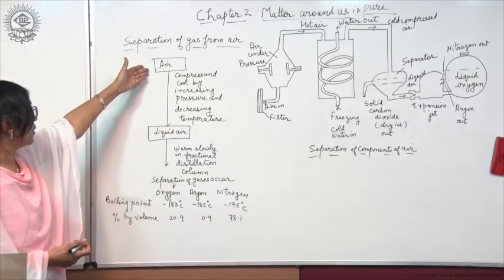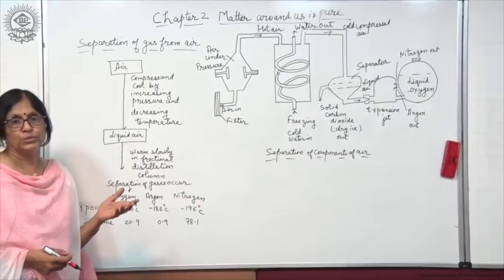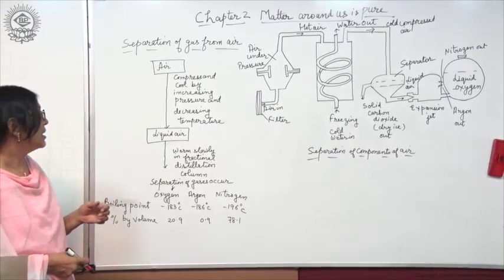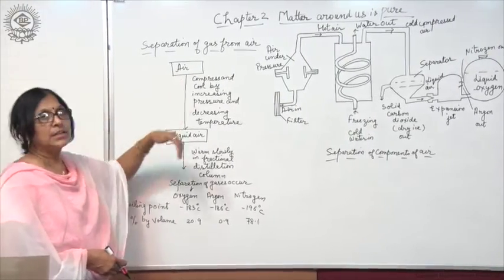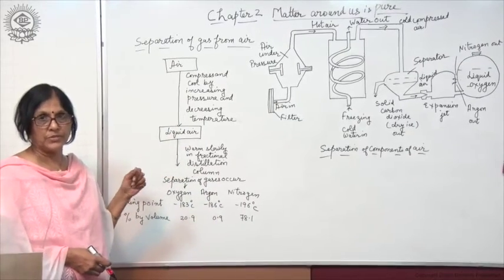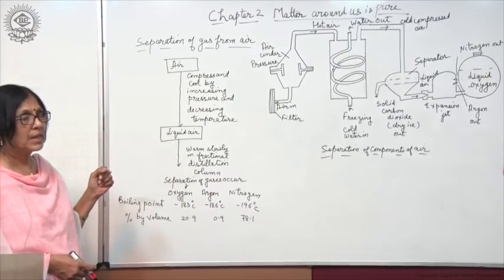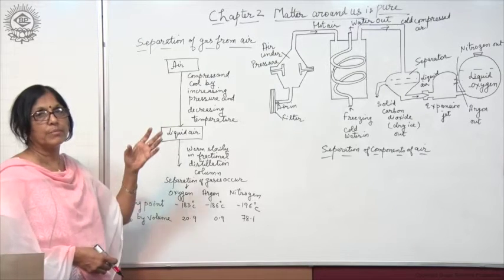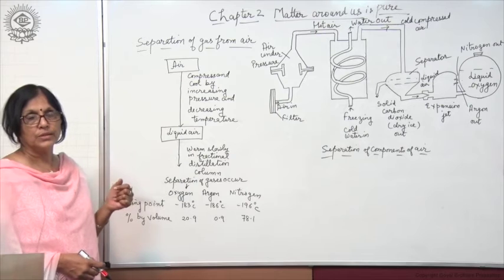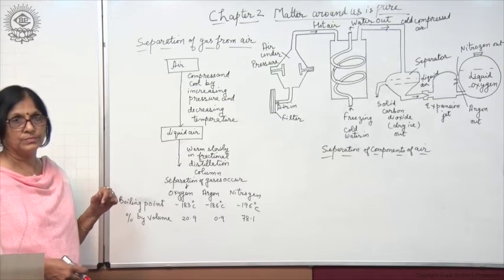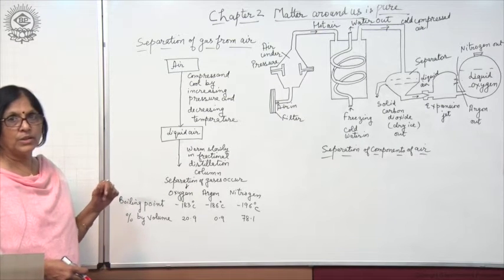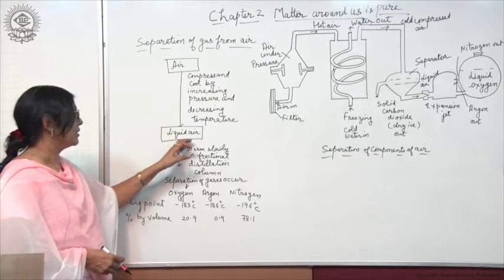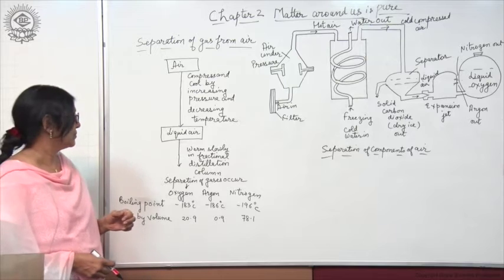Air, first of all, is filtered to remove the impurities present in it like dust particles, etc. Then by increasing the pressure it is compressed to a very low volume, and then the temperature is decreased because the compressed air becomes hot, so it should be cooled. On increasing the pressure and decreasing the temperature, it liquefies and forms liquid air.